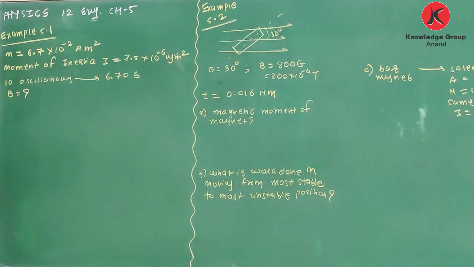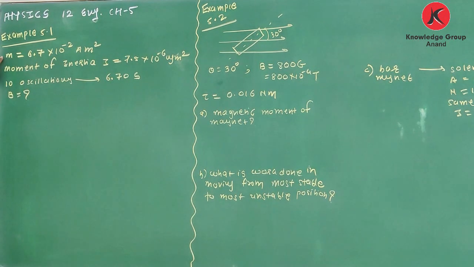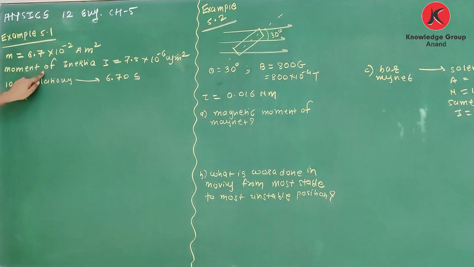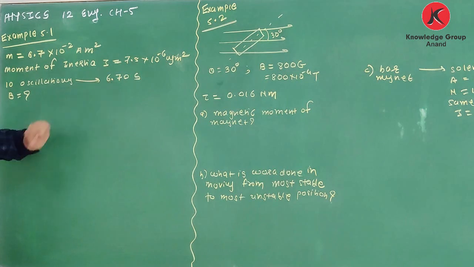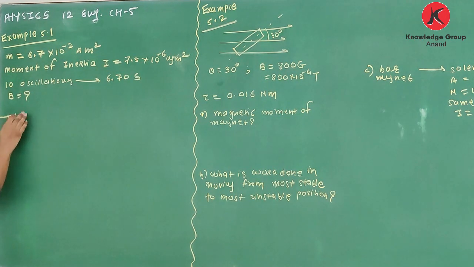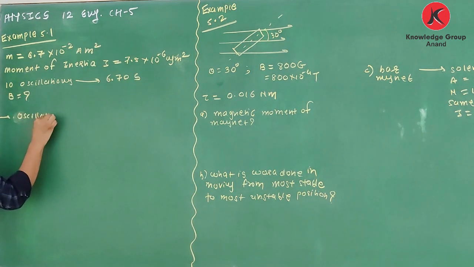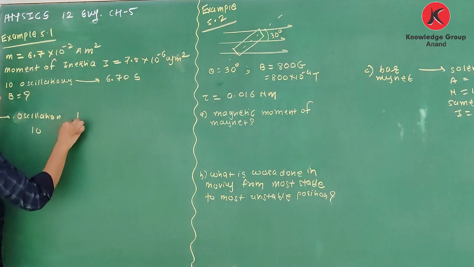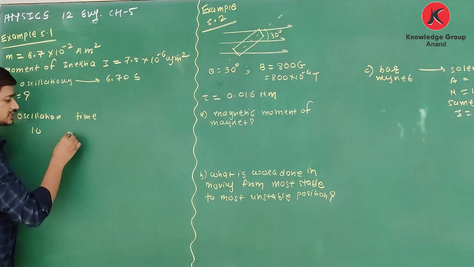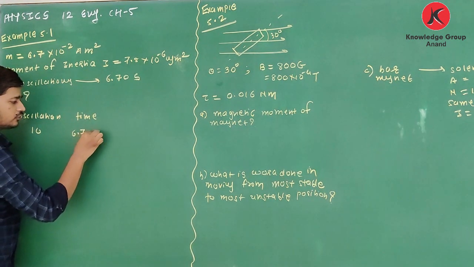What is the equation? We have to find the magnetic field. Magnetic moment is given. Moment of inertia is given. 10 oscillations in 6.70 seconds. So yes, you know the equation. For 10 oscillations, the time is 6.70 seconds.